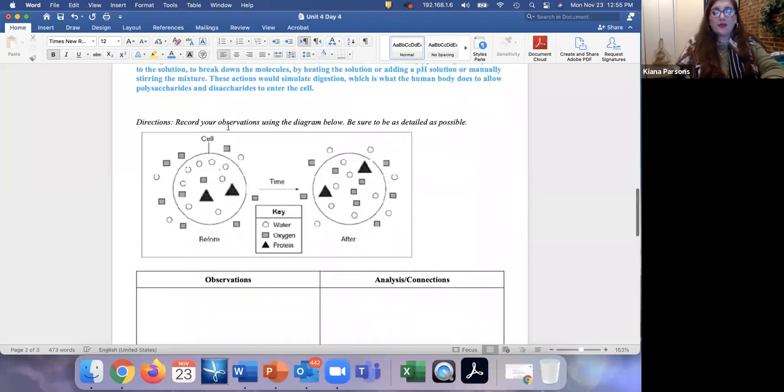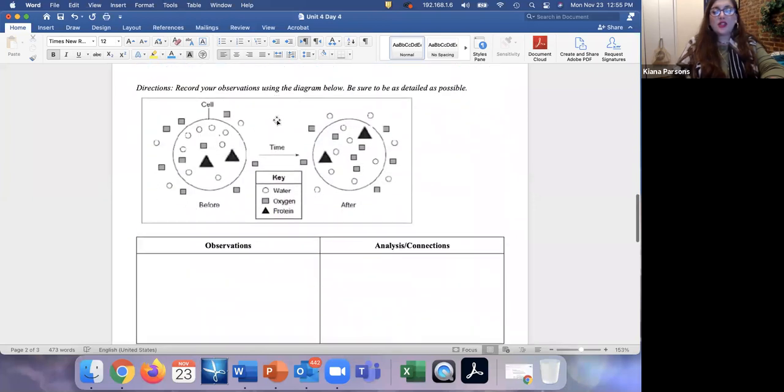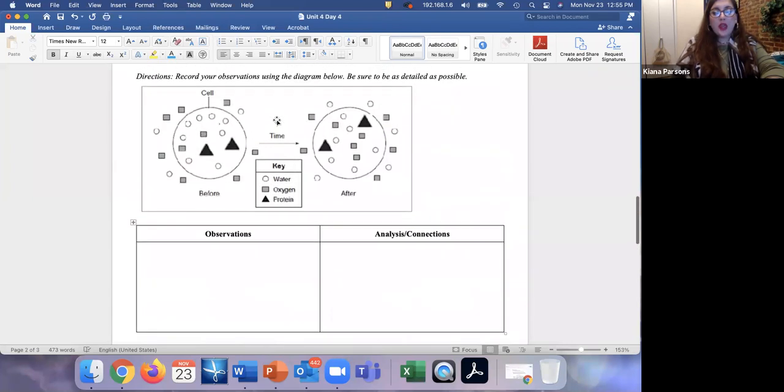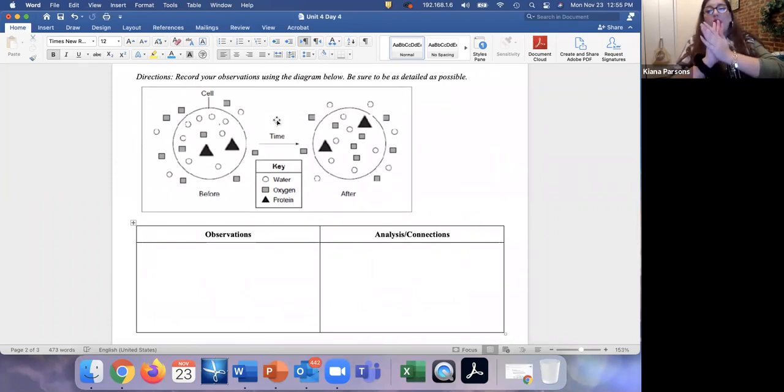All right, so now record your observations using the diagram below and be sure to be as detailed as possible. So remember I told you guys that you count the molecules? Well, that's what you're doing here. So you should pause the video right now and count and record your observations, and then press play and go through it. Okay, so pause the video, count the molecules, and make your notes, and then press play.